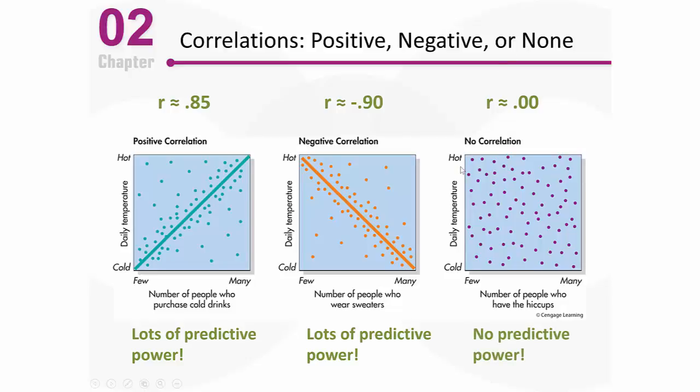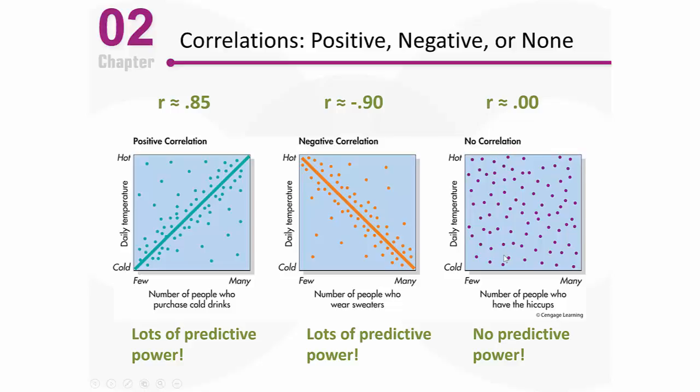So if I know it's going to be really hot outside, does that help me predict how many people are going to have hiccups? No, because there seem to be about equal proportions of people having hiccups, whether it's hot or cold outside.